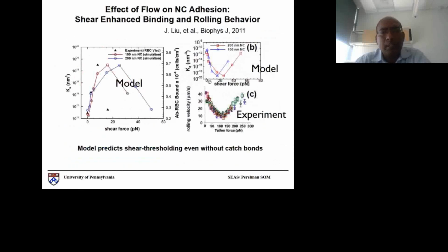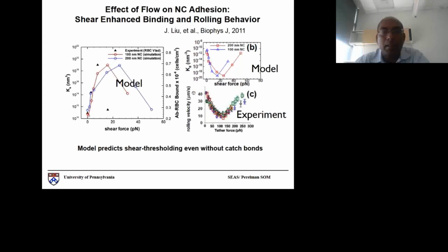It turns out that we can try to understand the effect of flow fairly early on, even in the simple equilibrium model. So in this case, what we have done is to use steady shear flow and introduce the effect of steady shear flow through an effective potential. We can start to learn some very new physics that was very counterintuitive before we did these calculations. And one of the things that you notice when you do these types of experiments is something that is discussed in the literature fairly controversially as shear thresholding.